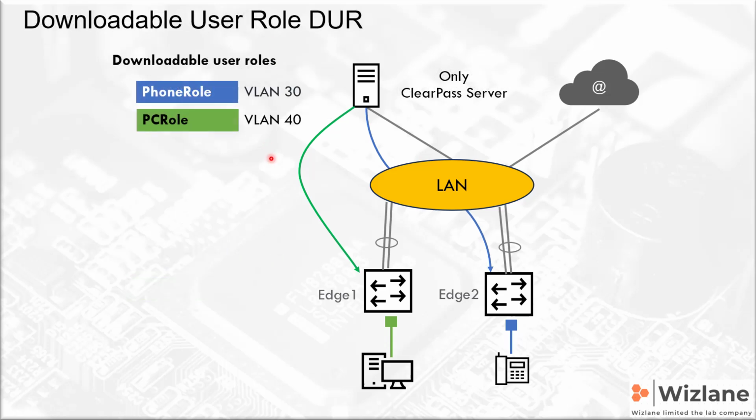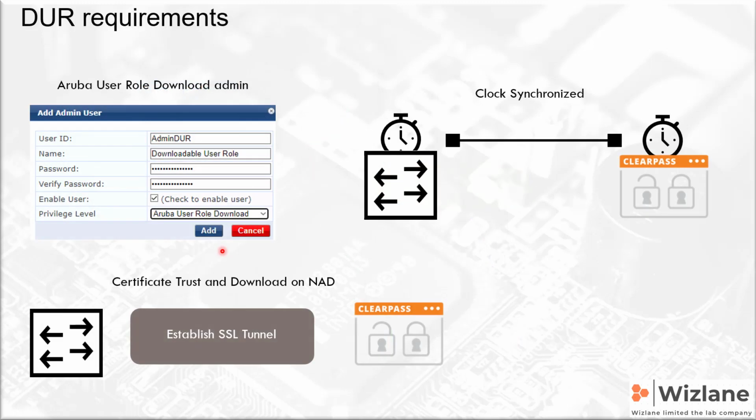In the case of the downloaded user role, or downloadable user role, DUR, we can only push this if we use ClearPass. So ClearPass is definitely a requirement. No roles are assigned or created on any of these switches. The roles are defined on ClearPass with all settings, including the VLAN, security, and so on. And these roles will be pushed to the devices, i.e. to the switches in this case. Now, for that to work, there are certain requirements. I'll explain the high-level requirements.